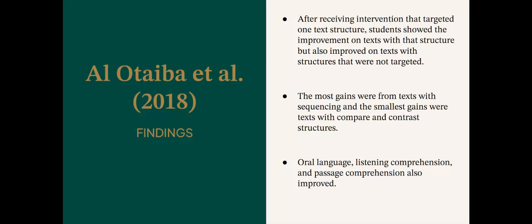Oteba et al. showed that after receiving intervention that targeted one text structure, students showed improvement on texts with that structure, but also improved on texts with structures that were not targeted. The most gains were from texts with sequencing, and the smallest gains were from texts with the compare and contrast structure. They also found that oral language, listening comprehension, and passage comprehension also improved.